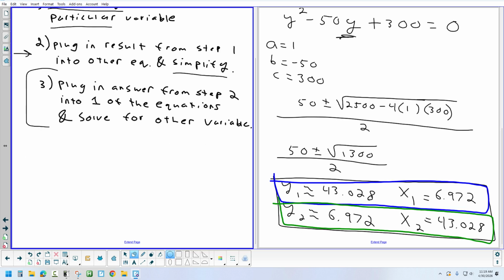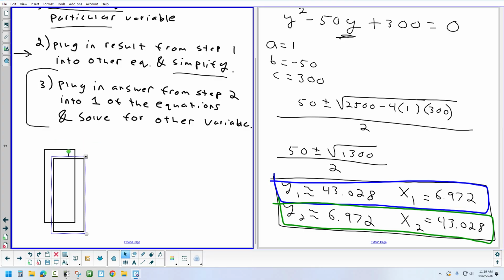So how would that look if you drew the 2 rectangles? It would be taller and then shorter. Yeah. But longer. So if that's one of your rectangles, then your second rectangle is this one. It's really the same rectangle, it's just turned on its side. 43 by 6.9 or 6.9 by 43. Any questions on that one?